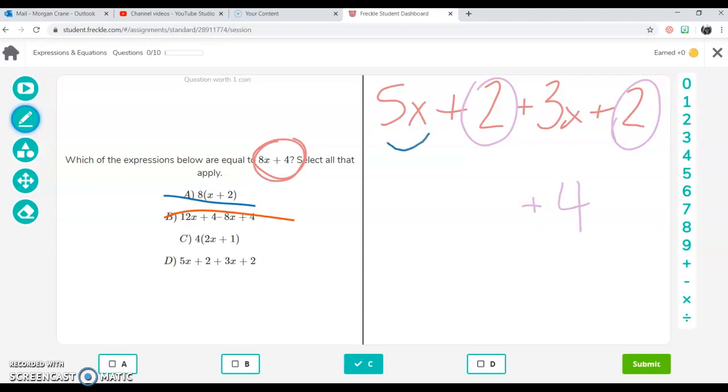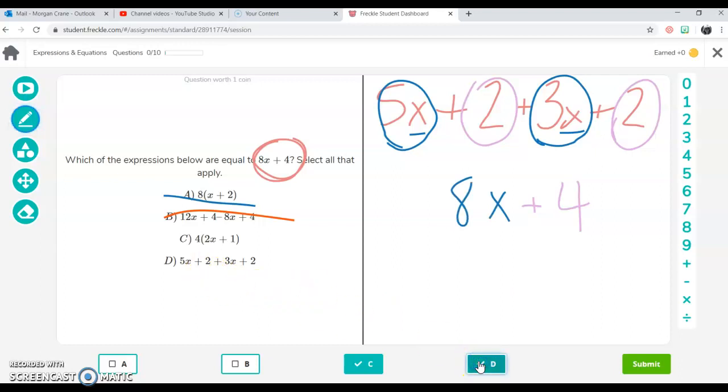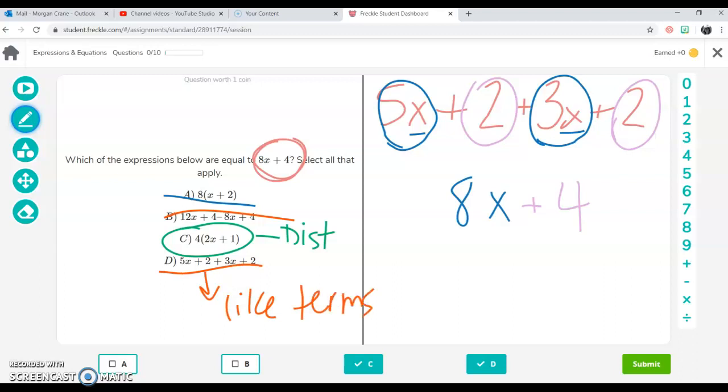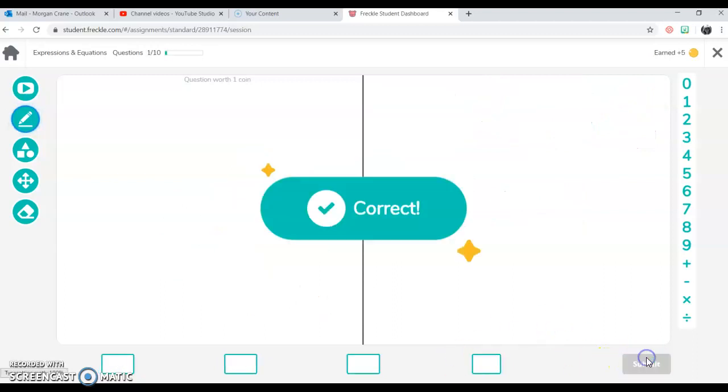Now the next similar terms or like terms are 5x and 3x. The reason we can combine those is because they both have an x. So we can just take the two front numbers, 5 and 3, add those together, and we get 8, and then put the x behind it. We have 8x plus 4. So this is showing you distributive property, which is what we did with C. This is the distributive. And D is combining like terms. So that's how this one works. So I'm going to submit that.